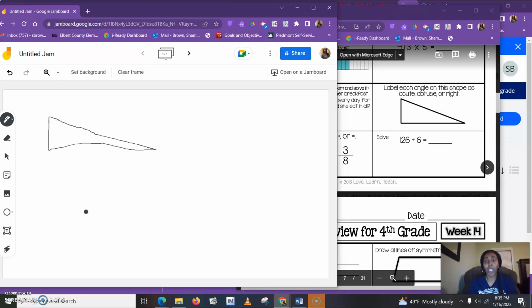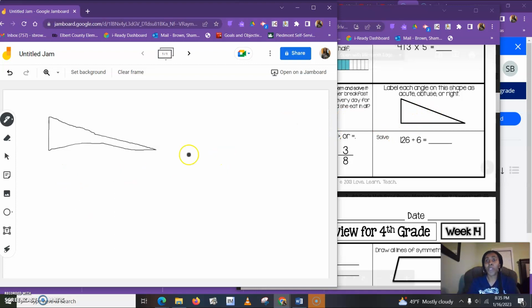And remember, an acute angle measures less than 90 degrees. An obtuse angle measures more than 90 degrees. It measures more than 90 but less than 180. And a right angle measures exactly 90 degrees. So you have to look at this shape and label each angle.